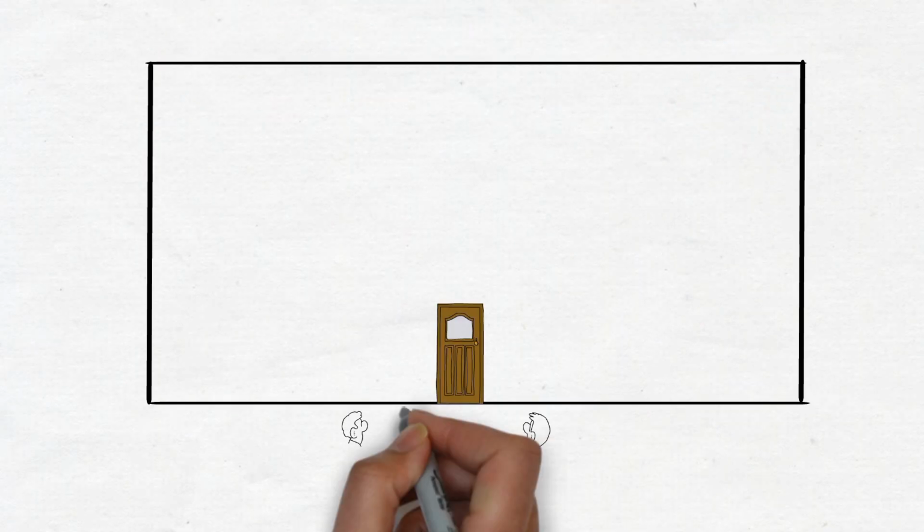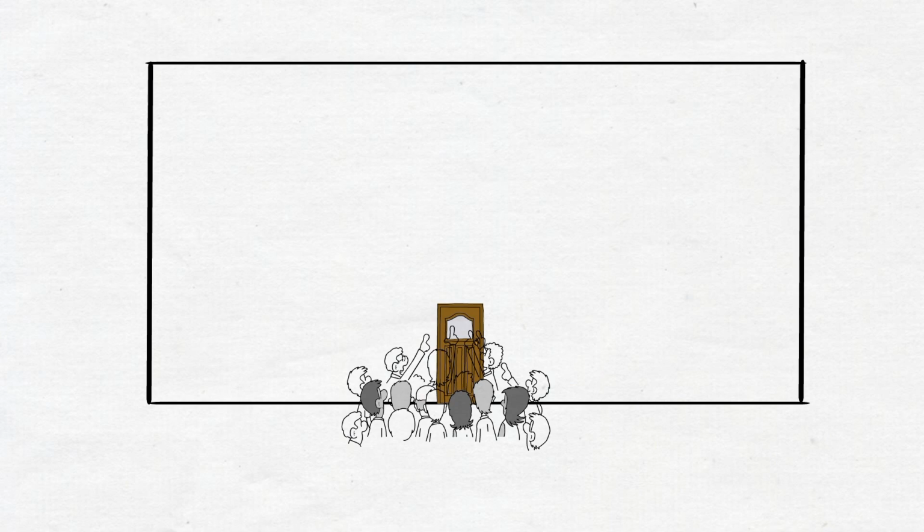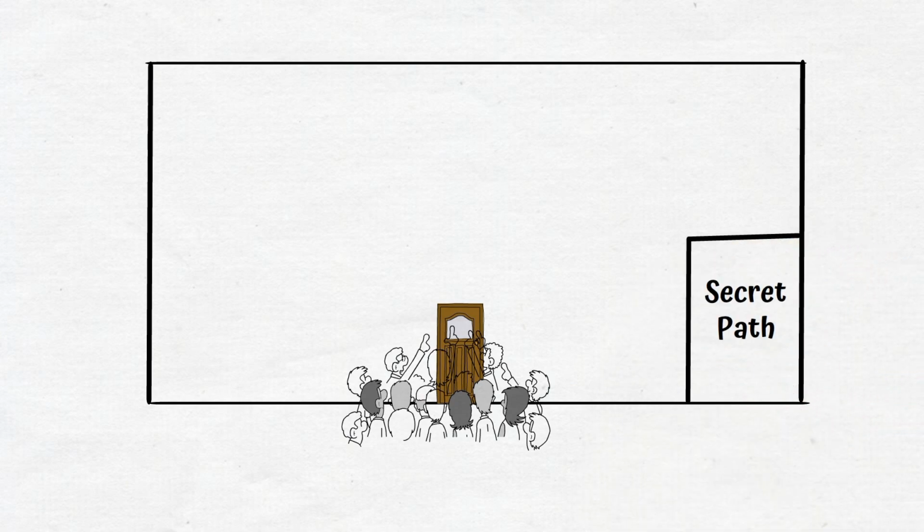Understand the concept of a secret idea with this example. Imagine a tiny door where everyone is trying to rush through. Around the corner, there may be a secret gate that no one is taking. You should always look for the secret path.